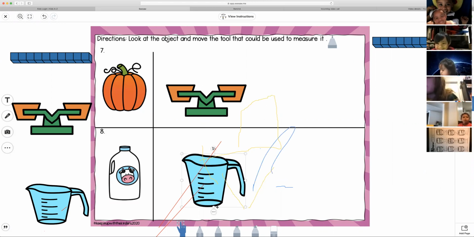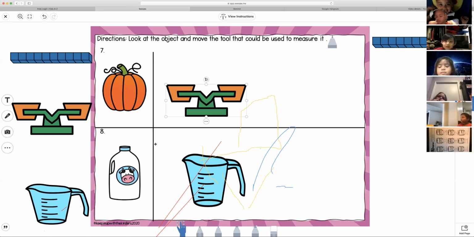Awesome. I know it already. Good job. Awesome. Good job. So now we know that we have a measuring cup and we have a scale. Is there anything else I can use to measure?